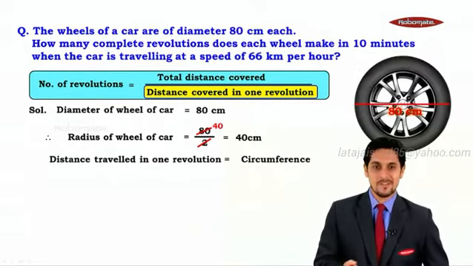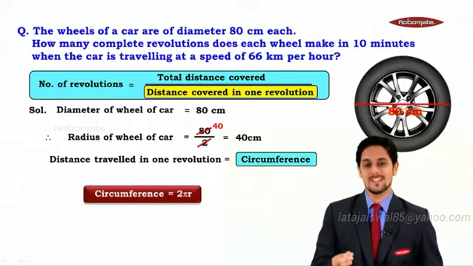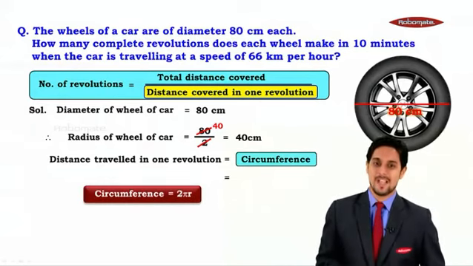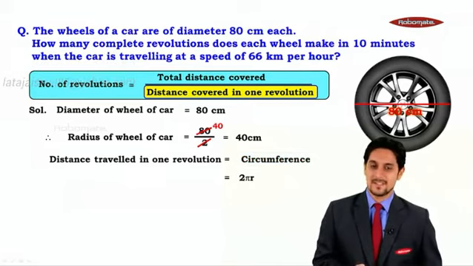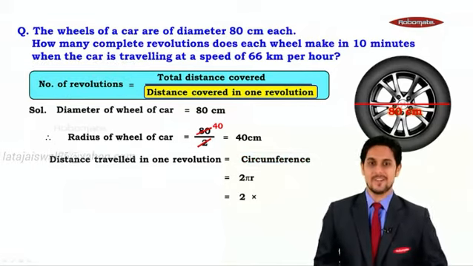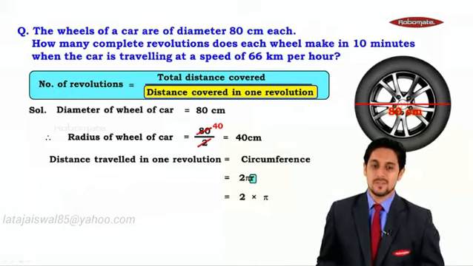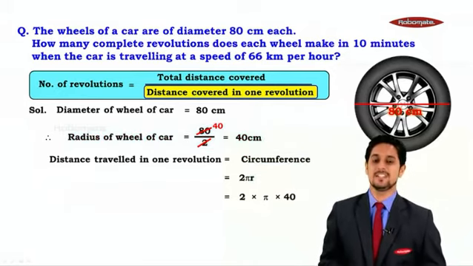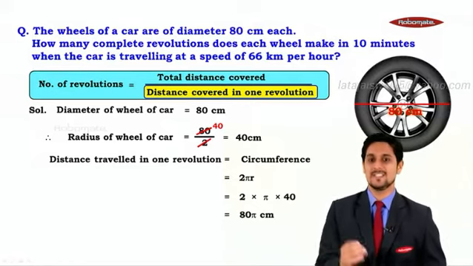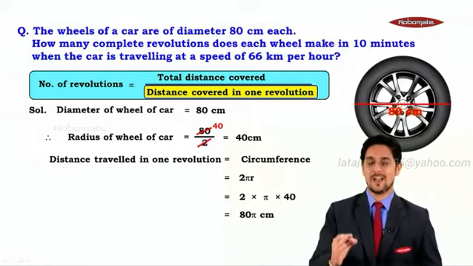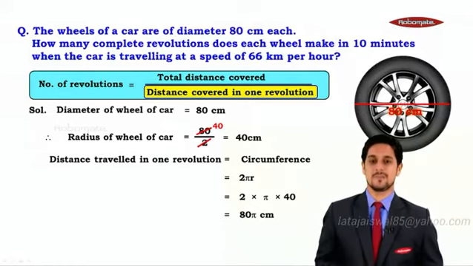Students, the formula for circumference of the circle is 2 pi r. So we have distance traveled in one revolution is equal to 2 pi r, which is equal to 2 into pi into the radius, which is 40 centimeters, which will give you the value as 80 pi centimeters. That means we have found the denominator for this formula.